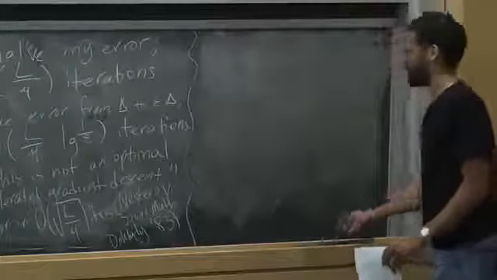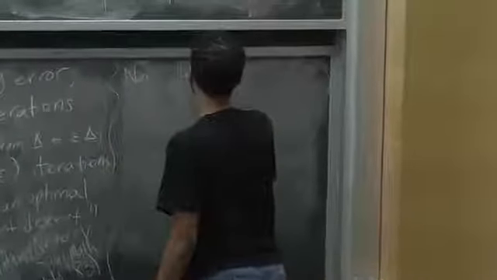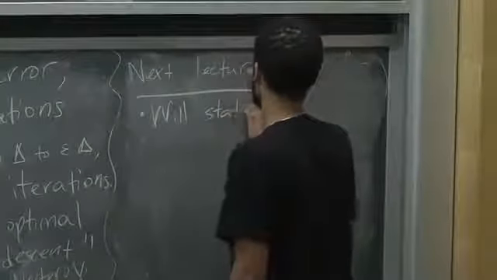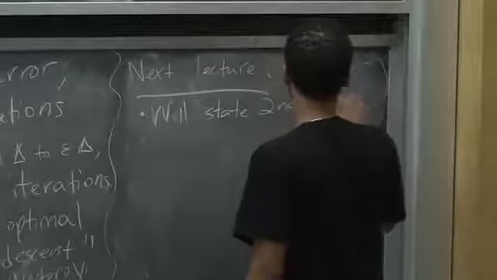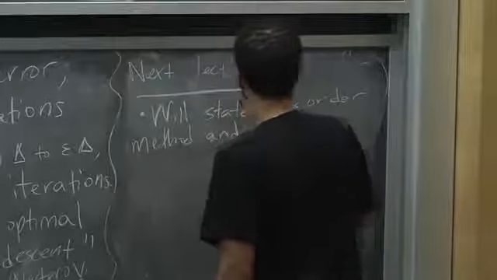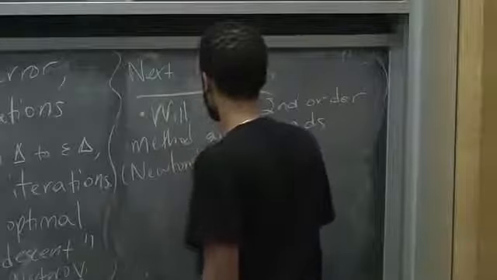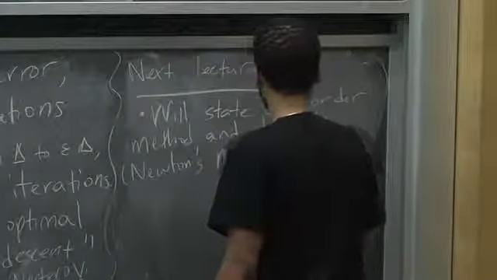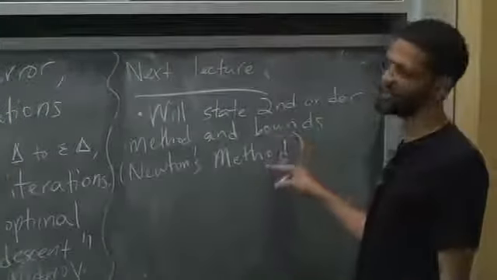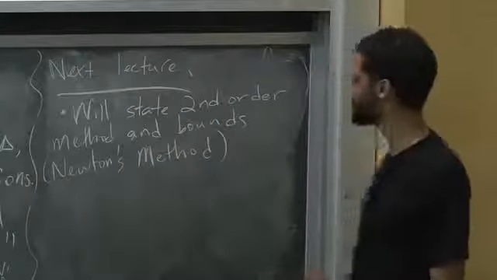So next lecture, we'll state the second order method and bounds. This is Newton's method. I probably won't go through the proof of what it achieves, because I don't want to spend too much time here, but I'll just state it, and you can read the proof in the notes.